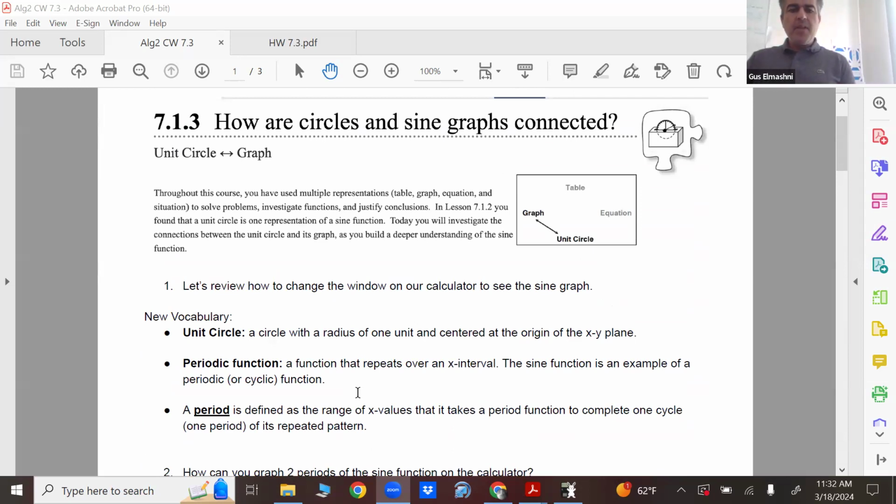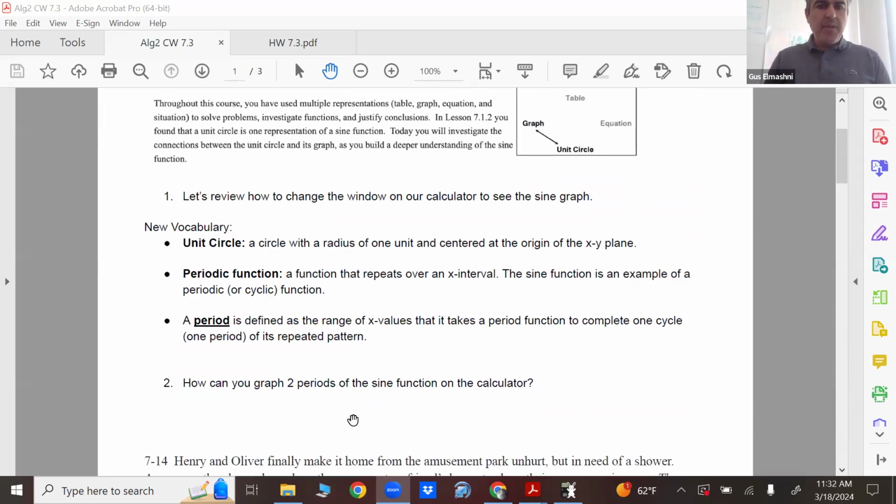Guys, quiet, please. Let's review how to change the window on our calculator to see the sine graph. Okay. So we're going to do that in just a second. But some new vocabulary. We're going to talk about something called a unit circle. That's a circle with a radius of 1 and center at the origin. A sine graph is called a periodic function. I'll explain why it's called a periodic function in just a minute.